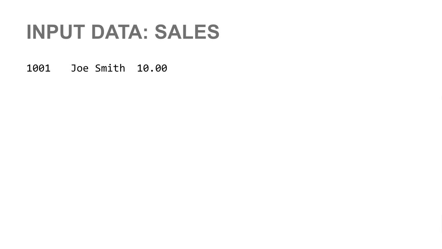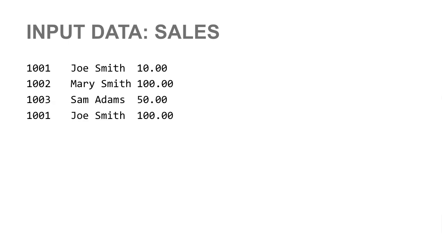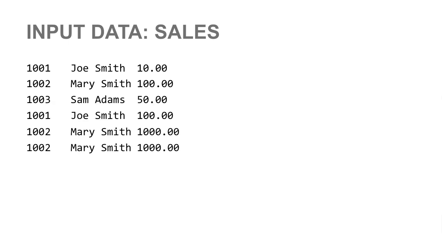Here are some example data. For sales, we have the customer ID, the name, and the amount for the sale. We have a couple of records like this. Notice here that our top customer is going to be Mary Smith with total $2,100, and then there are a couple of other customers after that. Then we have some customers.